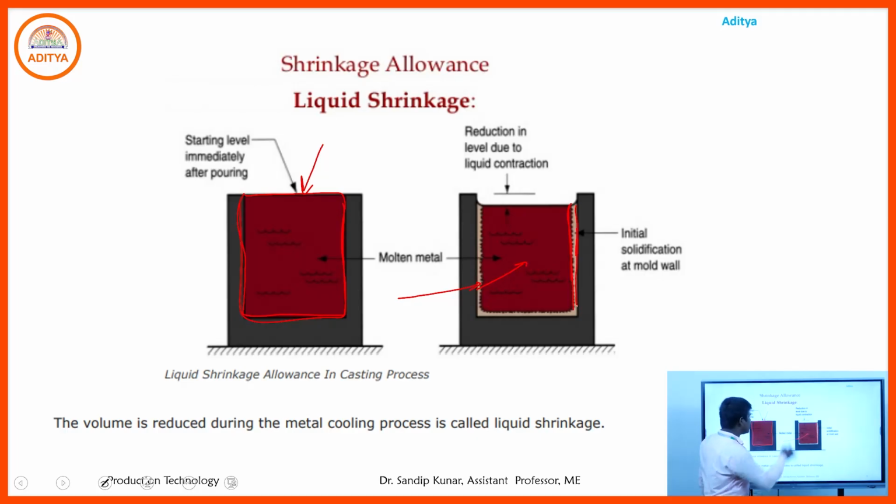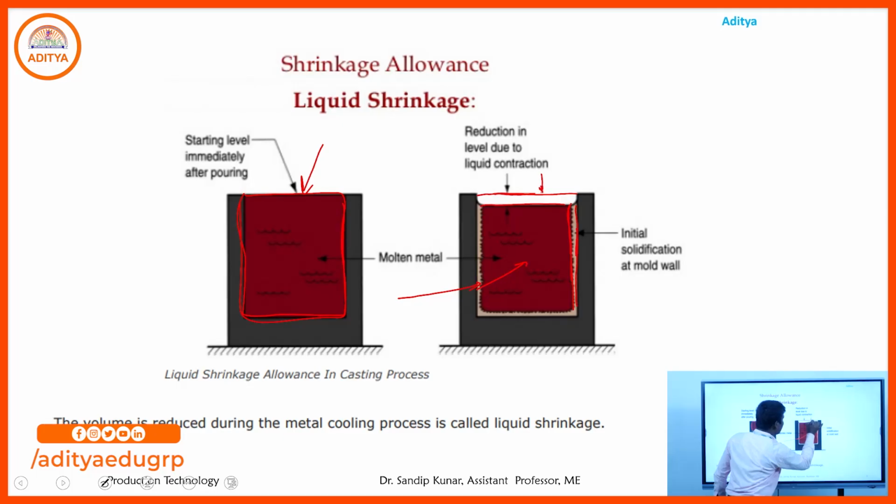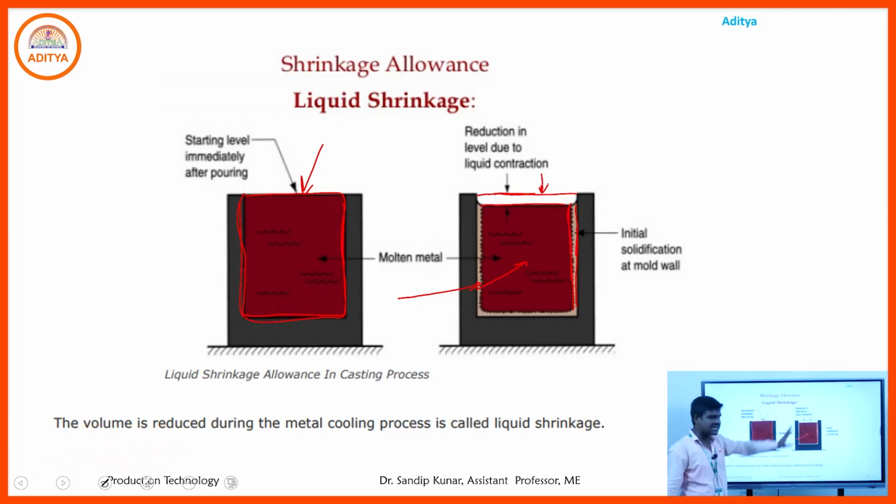Also there is a reduction level, a height reduction. If we consider this as the datum level, after solidification a gap will be created at the datum level. That is also a height difference, a reduction in level due to liquid contraction. After liquid contraction, that gap is created. A gap is also created at the surface where the solid structure has already formed in the casting product. That is the liquid shrinkage.